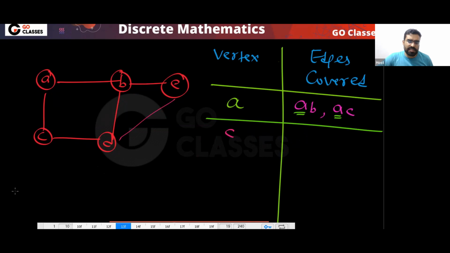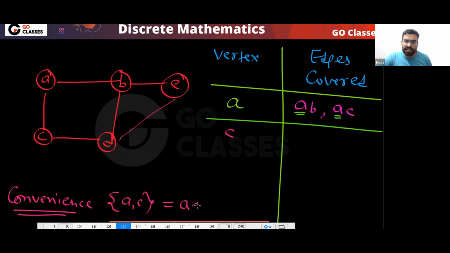Remember, this is just for convenience. This edge A comma C, we will write as AC, and this is the same as CA. They are basically the same. This is the writing convenience. So this is your edge A comma C. We will simply write it as AC, or I can write it as CA. Both are the same.